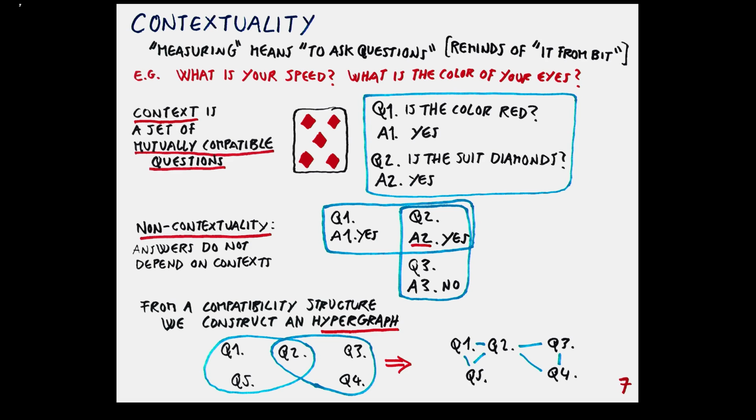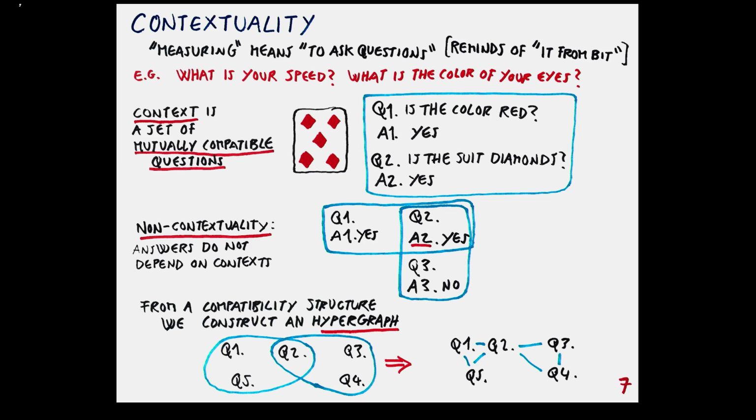Now, a compatibility structure will be a set of questions organized into contexts. And I can construct a hypergraph from this. Now, for the purpose of this talk, I will just construct some graphs.